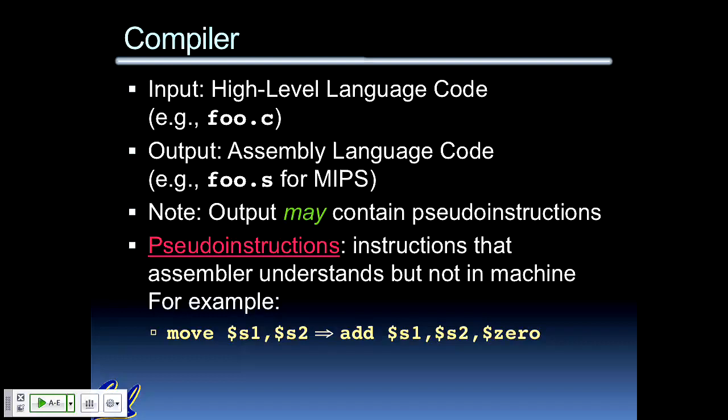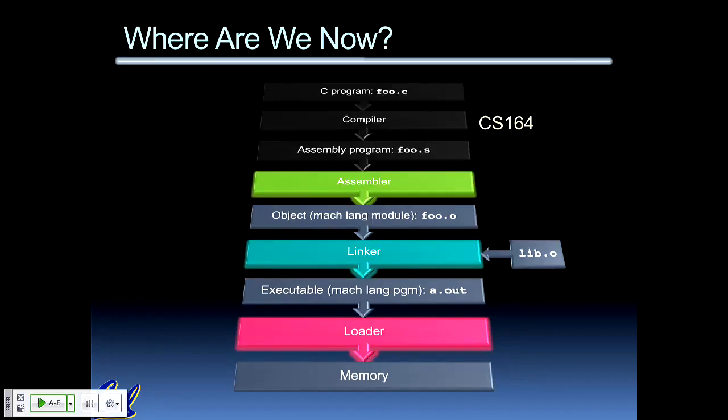So these pseudo instructions have to get expanded out to the actual literal machine instructions. But that happens in the assembler. So we're talking about the compiler. The compiler takes C code and produces assembly code, and the assembly code will have pseudo instructions in there, right? The compiler doesn't care about expanding them yet, okay?